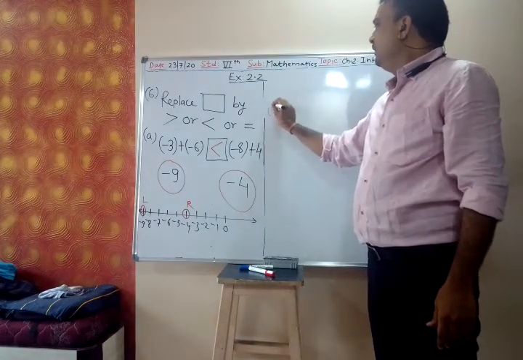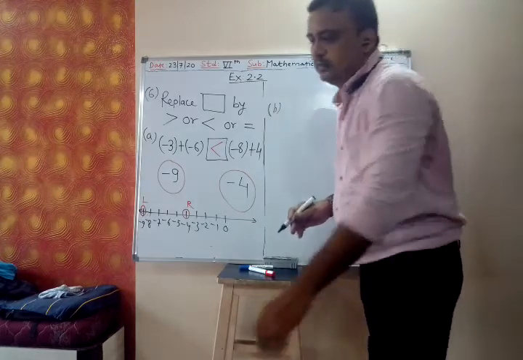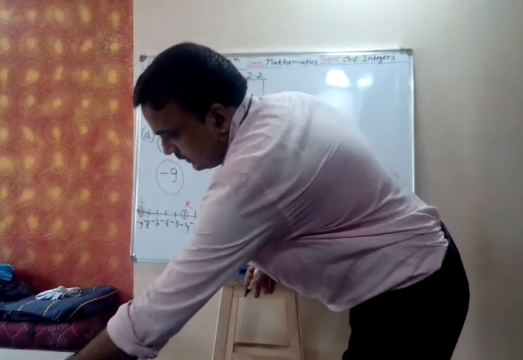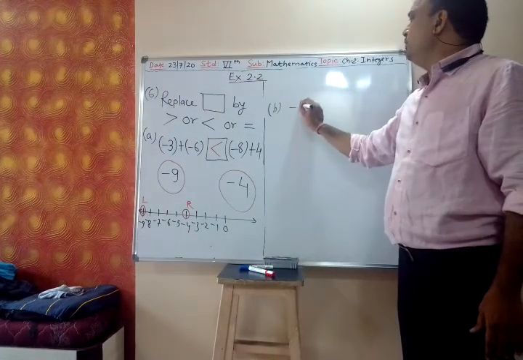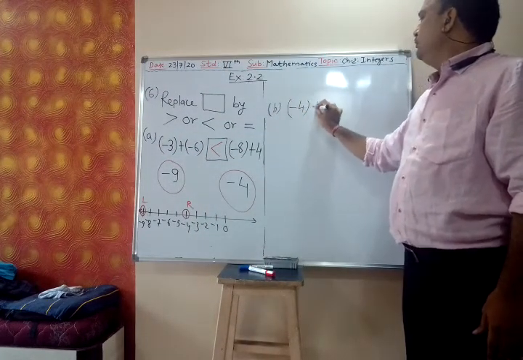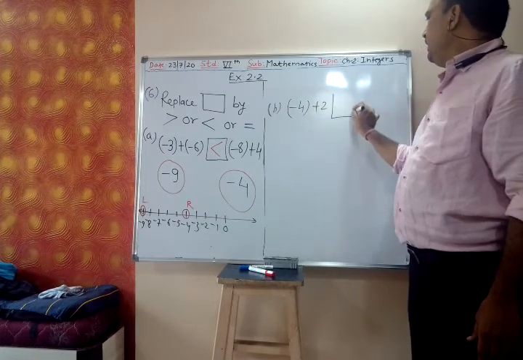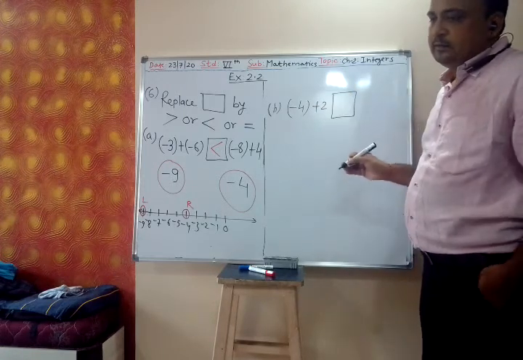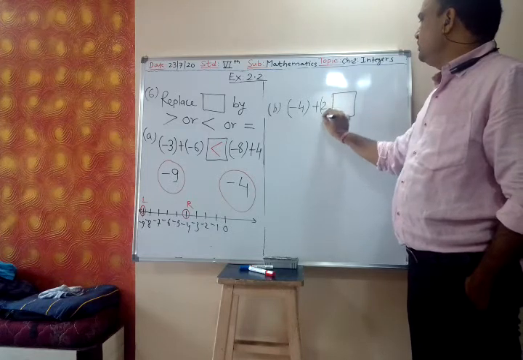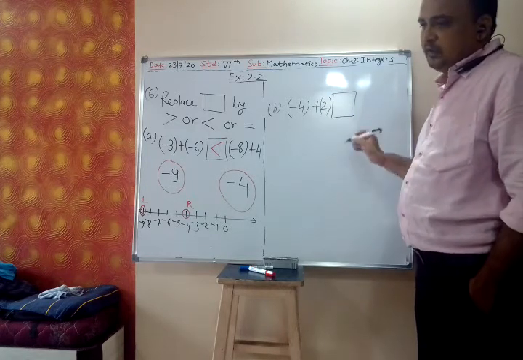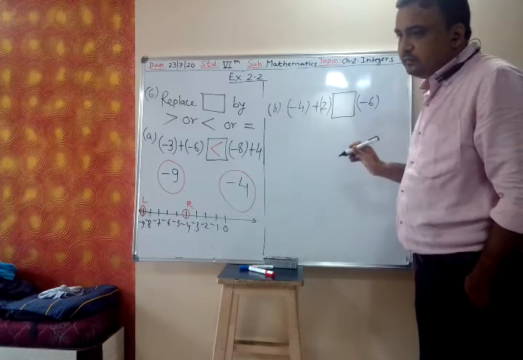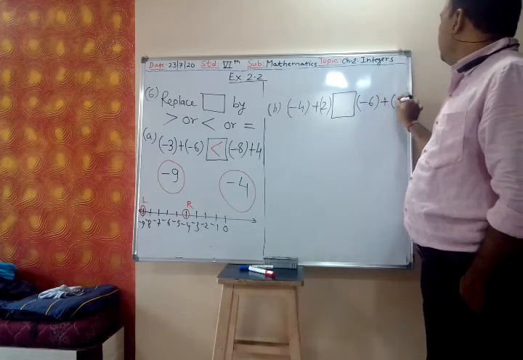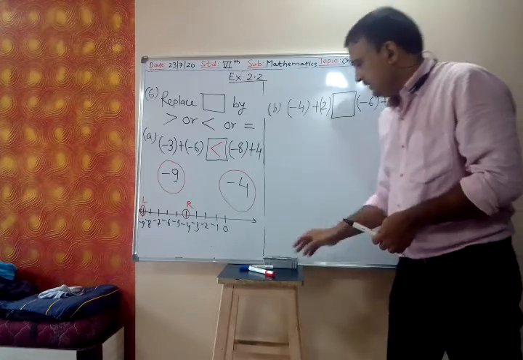B. Minus 4 plus 2, then bracket, minus 4 plus 2 is also given in the bracket, is equal to minus 6 plus minus 1. Minus 6 plus minus 1. Let us simplify.